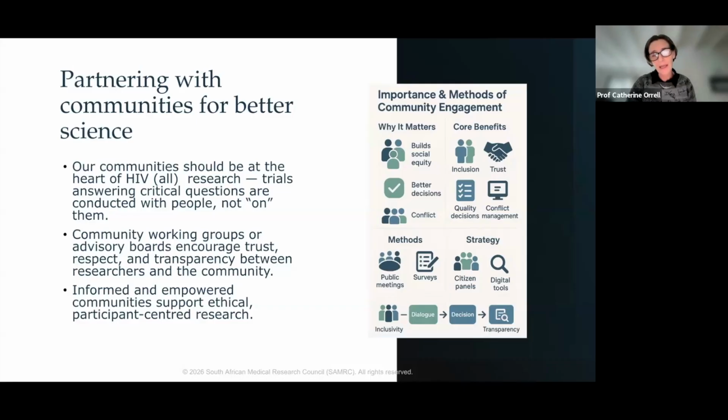We also try to begin our engagement with the community before we have a research study in place. So where we have the opportunity to write a grant, we make sure that we have involved the community and heard the community's voice before we actually submit the grant, and that makes our work a lot stronger. We use community working groups or advisory boards to encourage trust, respect, and transparency between researchers and community. An informed and empowered community supports ethical, participant-centered research.